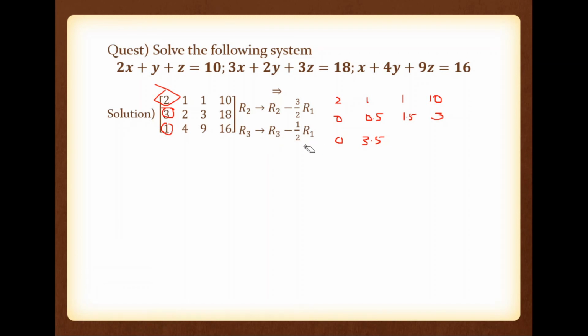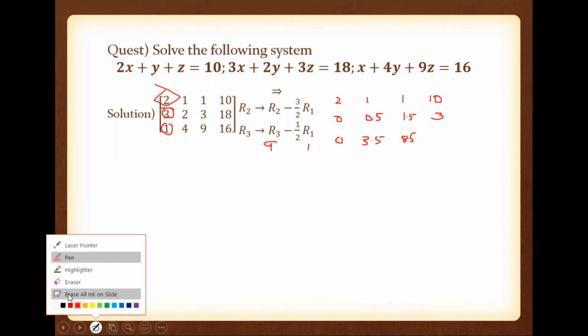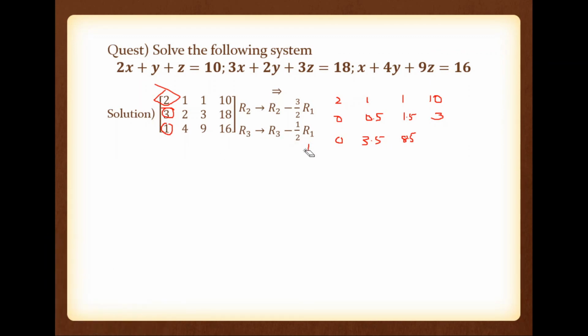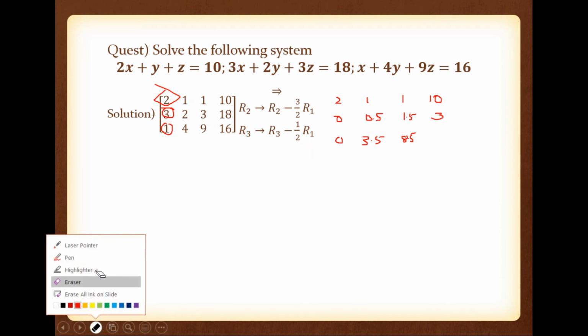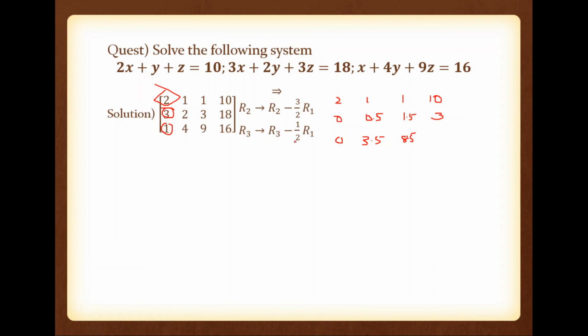Okay. Now what is the third element of row 3? The third element of row 3 is 9. What is the corresponding row 1 element? 1. So 9 minus 1 by 2 into R1, that is 8.5. Okay. So now what is the last element of row 3? The last element of row 3 is 16. Right? What is the corresponding row 1 element? 10. So what is R3 minus 1 by 2 into R1? That is 5. Sorry, that is 11.